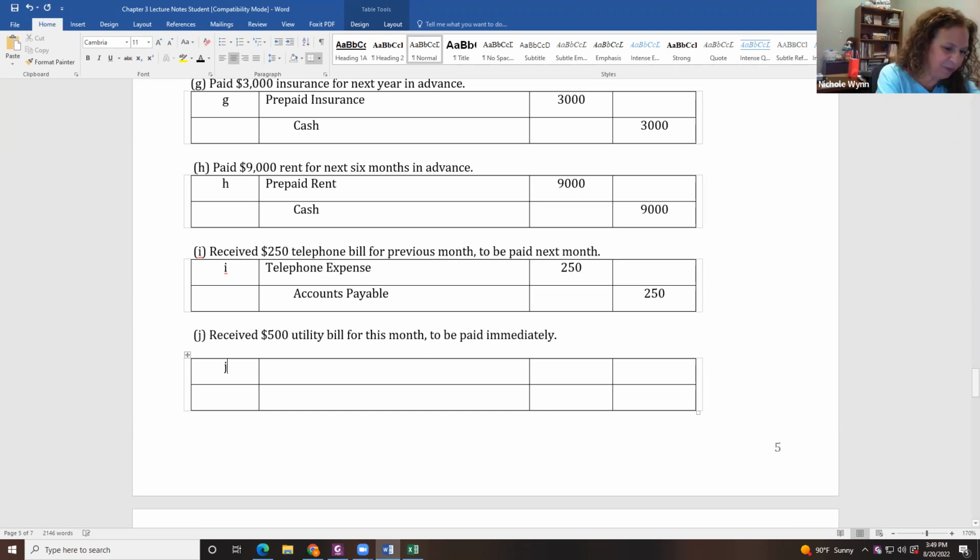Letter J, receive the utility bill to be paid immediately. So we're going to pay the utility bill right now. So that will be utility expense. So it doesn't matter if you're going to pay it now or pay it later. It's your bill and you have to record it as an expense. But if you pay now, you credit cash. And if you pay later, you use accounts payable.